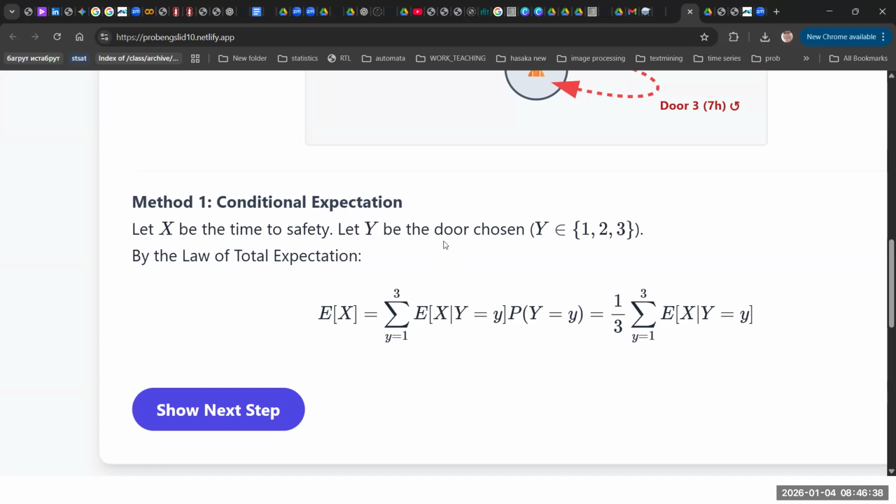By the formula of conditional expectation, the expected value of x equals the sum over y from 1 to 3 of the expected value of x given y equals y, times the probability that y equals y. That's all. It's very similar to the formula of total probability. It's exactly the same idea. So the transition from here to here is clear. This is an important step.